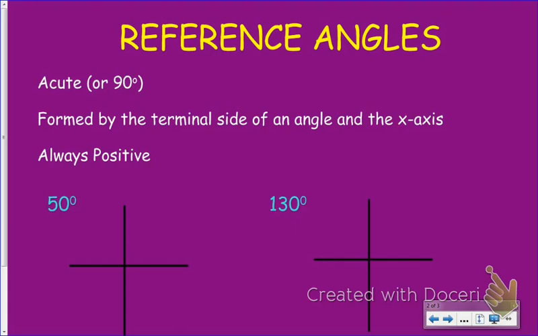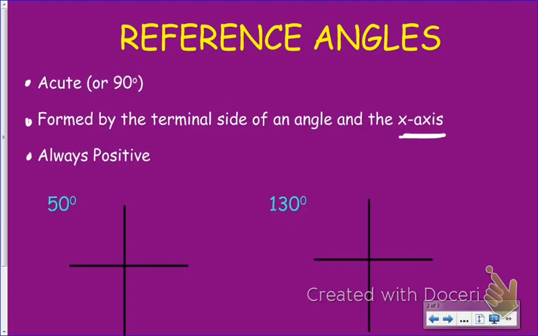So in order for something to be a reference angle, these three things have to be true. It has to be an acute angle, or 90 degrees, and it has to be made with the terminal side of an angle and the x-axis. And that's the biggest part right there, is the x-axis. It has to be with the horizontal line, and that's the really important part. And the last thing is that it has to be a positive angle.